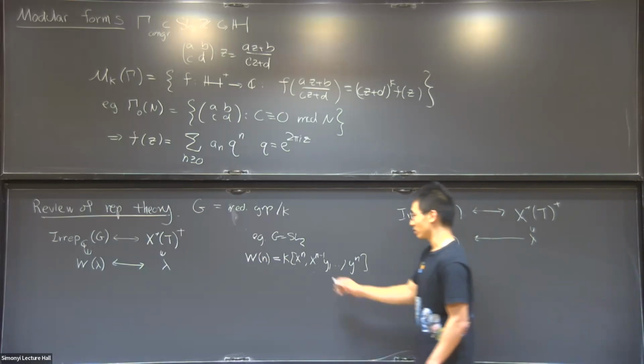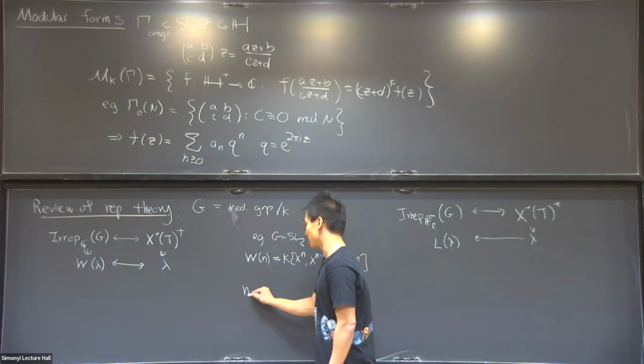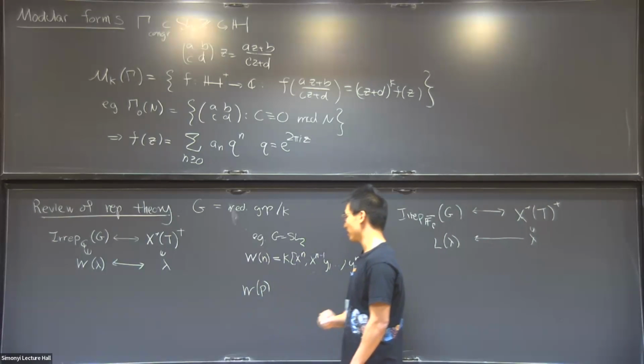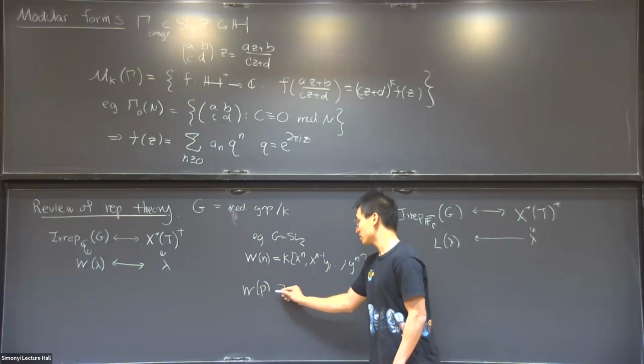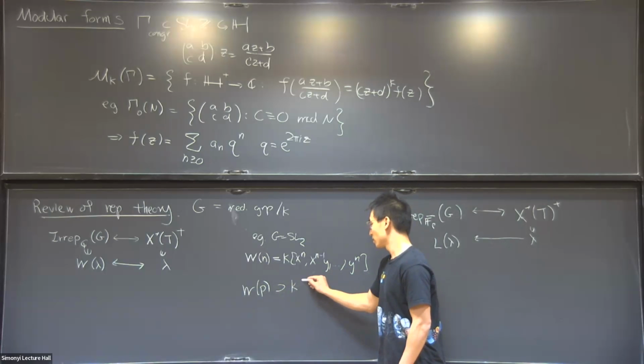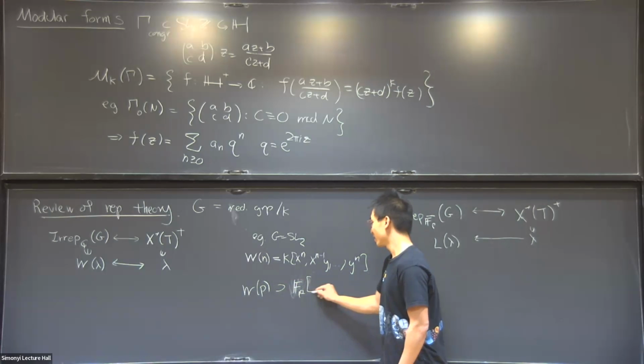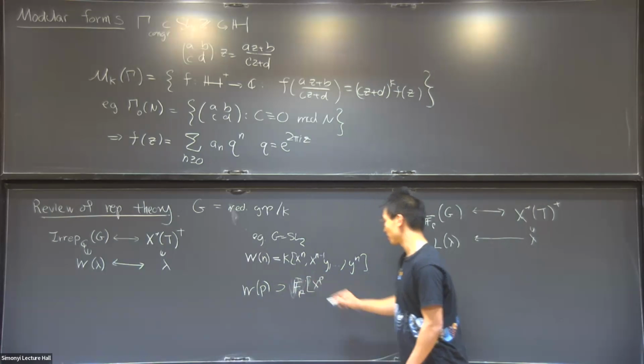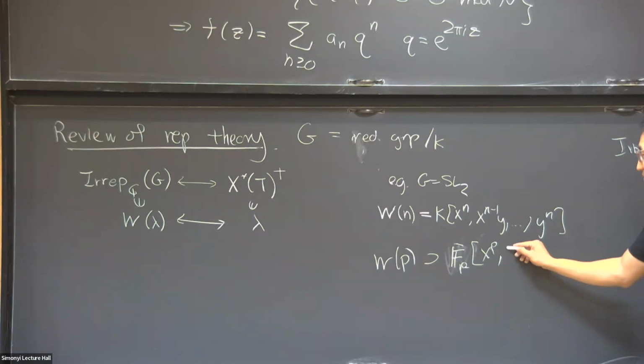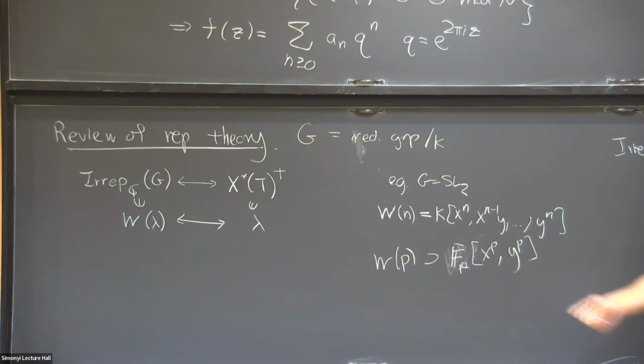So for example, sometimes it's the same, but for example, in characteristic p, when I take the Weyl module, it has this submodule, which is polynomials in just x^p and y^p. And it's the miracle of characteristic p that although this wouldn't usually be stable under SL2, in characteristic p, it is because the Frobenius is additive.